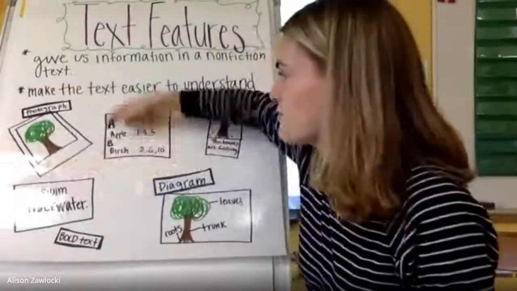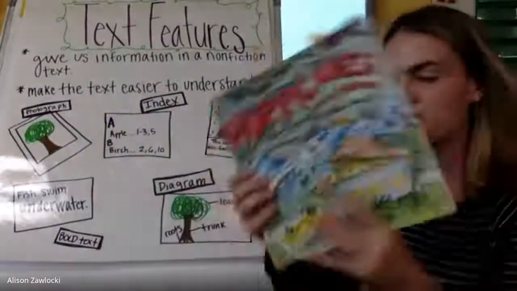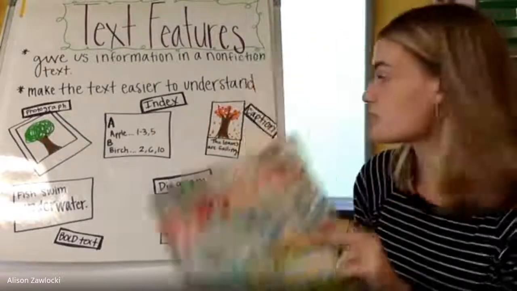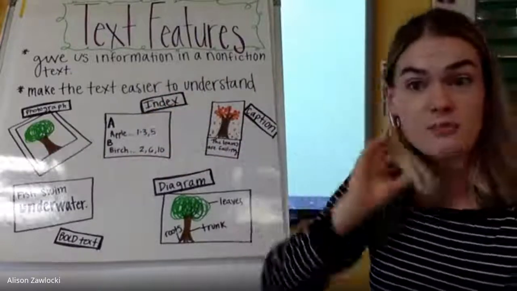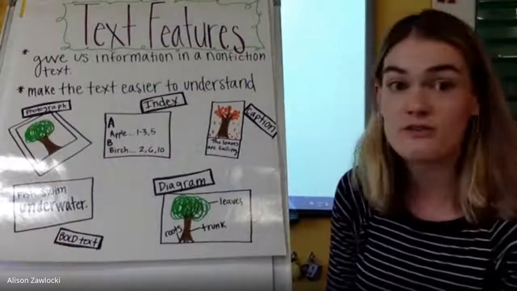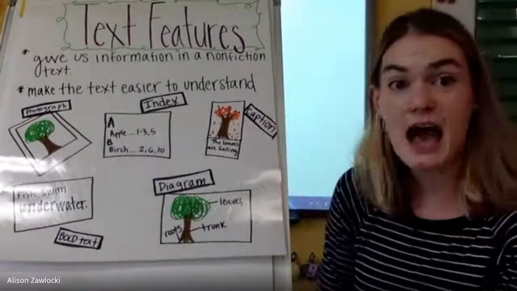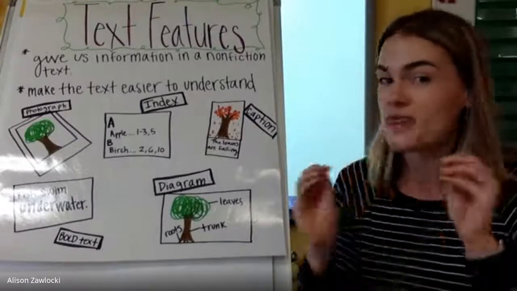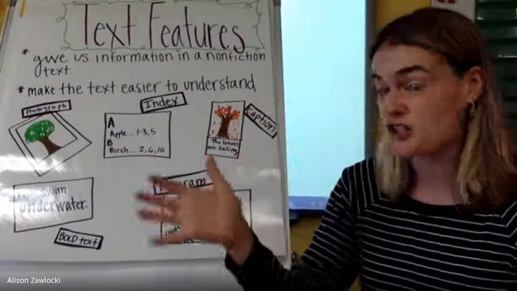A photograph is a text feature. An illustration or a photograph that shows more information about something that is real or true. Also, an index. This is at the beginning of a book that tells you where you can find things on what pages. We have a caption, so that is underneath a picture, and that will show you what the picture is about. That'll tell you more about what the picture is showing.